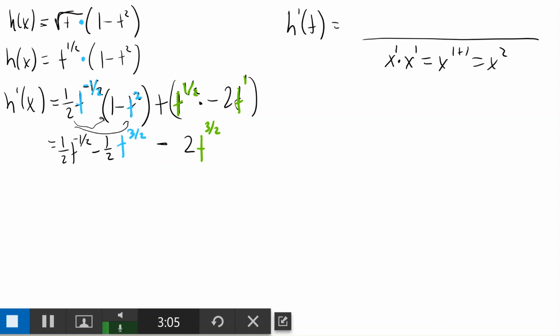Alright, so to move forward now, I just want to clean this up a bit. So I can see these are t's to the 3/2 and these are t's to the 3/2, so I can combine these two terms together. So negative 1/2 of those minus 2 more of those would be negative 2.5, or negative 5/2 of those, and they just happen to be t to the 3/2. And then I still have this.